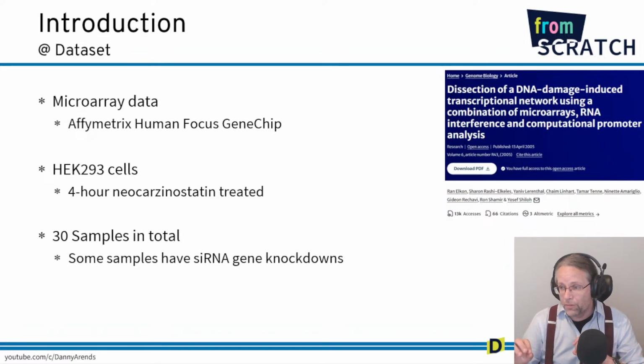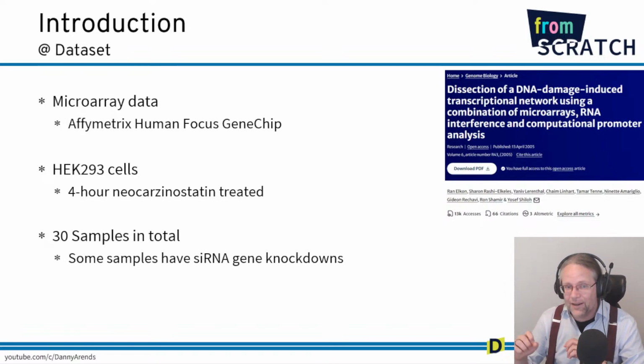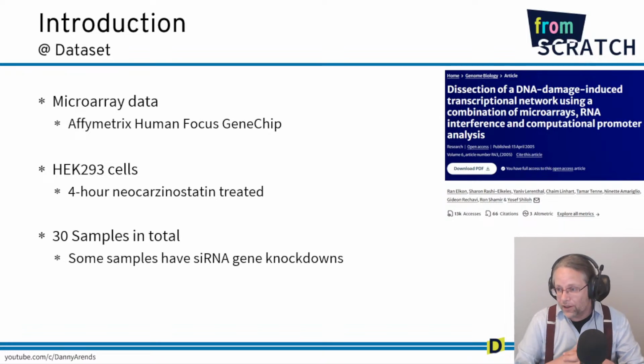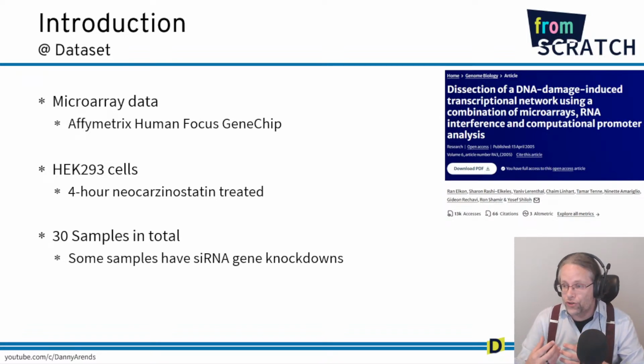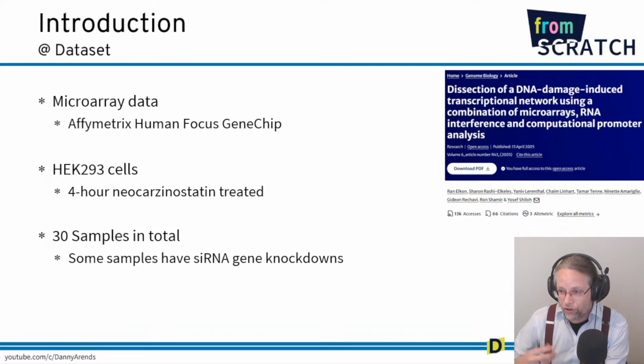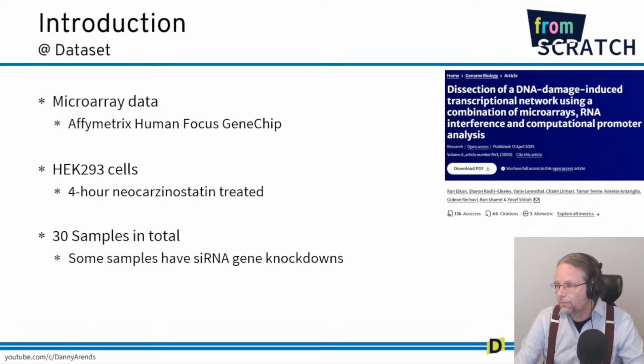And I'm going to mess up this word. I tried to test it a couple of times and pronounce it, but they have been treated by something which is called neocarzinostatin. So neocarzinostatin is a cytotoxic substance which is used in cancer treatment. So the authors are very interested in what happens to human embryonic kidney cells, so a type of cancer cells, when you treat them with this compound. This compound comes originally from bacteria.